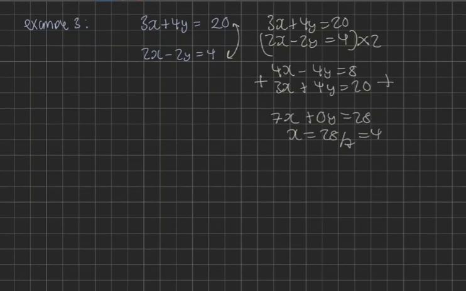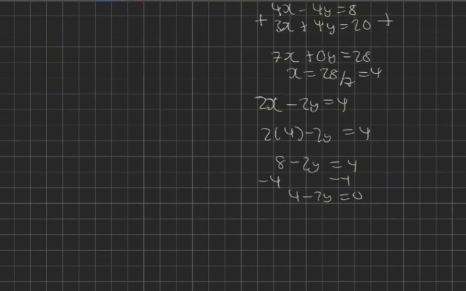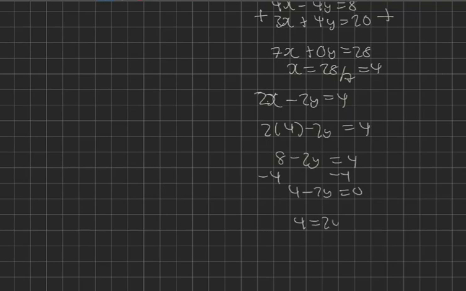And so that's how we can nicely work out the value of x. Then we can sub this back into either this equation or this equation to work out the value of y. So we have 2x minus 2y is equal to 4. 2x, which is 4, minus 2y is equal to 4. So 8 minus 2y is equal to 4, where if we minus 4 from both sides, we have 4 minus 2y equals 0. 4 is equal to 2y, and y is equal to 2.